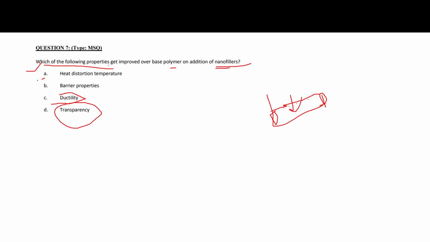We can increase the heat distortion temperature and barrier properties. Heat distortion temperature means how much temperature is needed to distort the polymer sample. If you add the filler, due to the aggregation of inorganic particles, the resistance will be much better compared to the polymer, so you need a higher temperature to distort it. So these two will be the right answers: barrier properties and heat distortion temperature with increasing nanofiller.